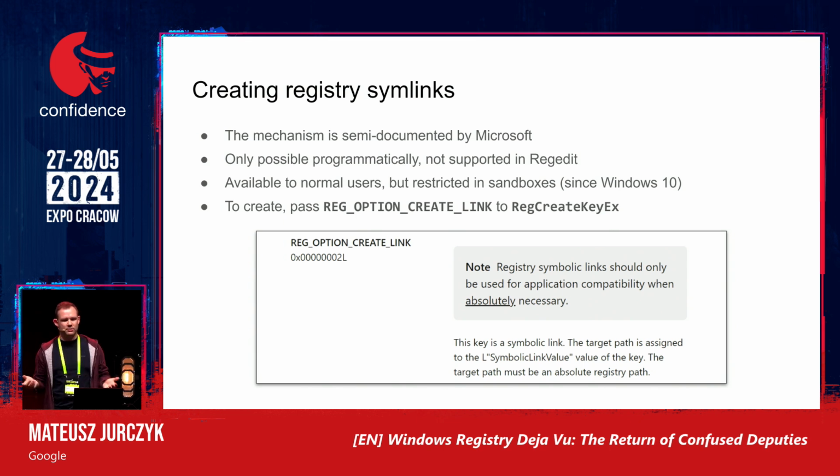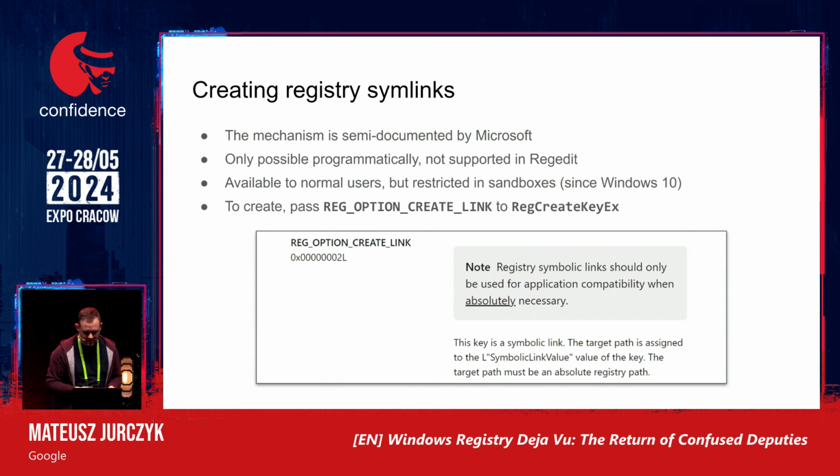In terms of creating symbolic links, this is a mechanism that exists, and some people know about it. It's kind of documented by Microsoft. It's only possible to do programmatically through the API. You cannot just open up Registry Editor and create a symbolic link, but it's still possible. It's available to normal users, so we don't need any special privileges in the system to create a symbolic link, other than that it's been restricted in sandboxes since Windows 10, which restricts the attack surface a little bit. If you want to create a symbolic link, you just pass the special flag called REG_OPTION_CREATE_LINK to the API function that you normally use to create keys, and that's it.